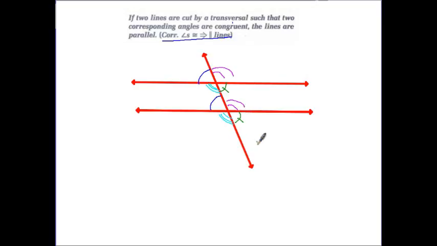We need one pair of those angles to be congruent, and once we have that, let's call this line X and call this line Y. Again, we'll call this transversal T. Once we know one single pair of corresponding angles are congruent, we can say our lines are parallel, because if corresponding angles are congruent, then our lines are parallel.